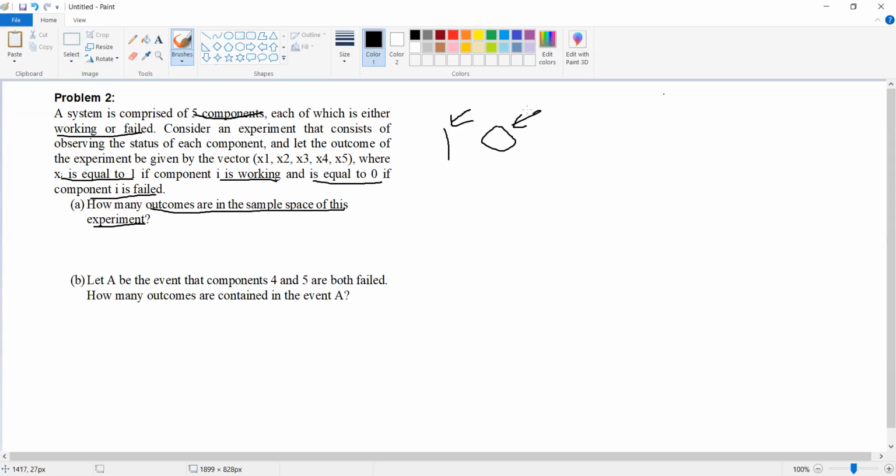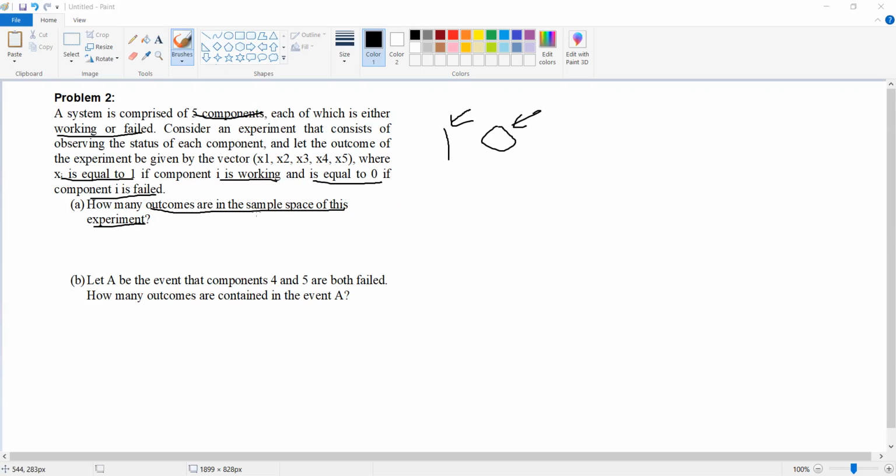So, any guesses? Two to the power 5, how? Okay, so technically, exactly 2 for each component.